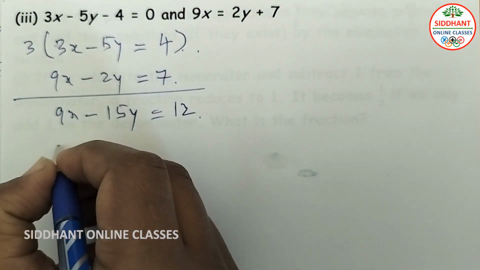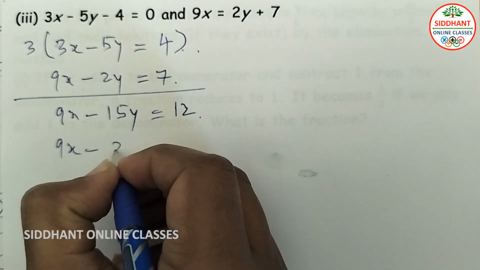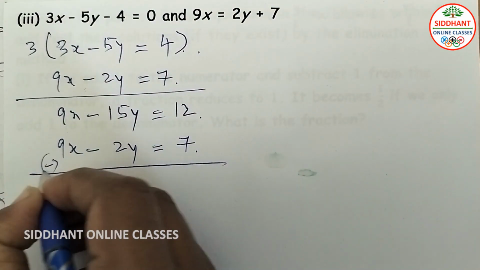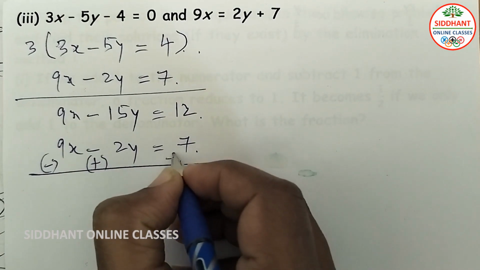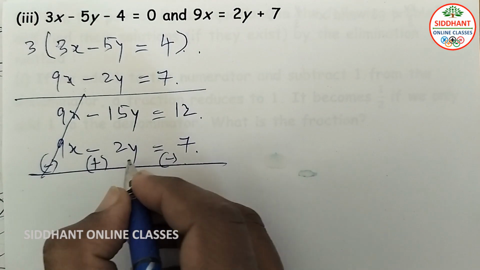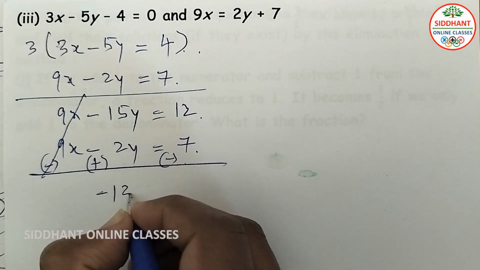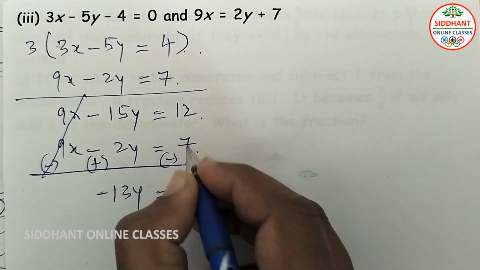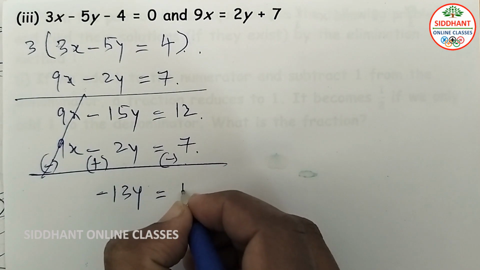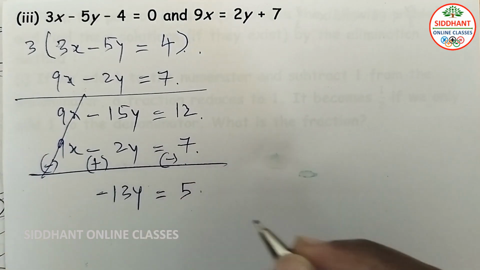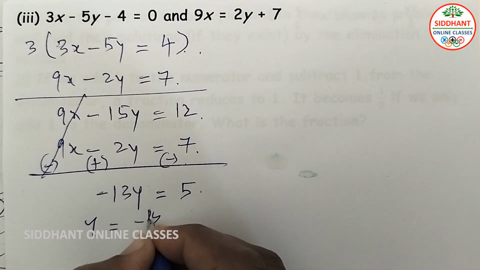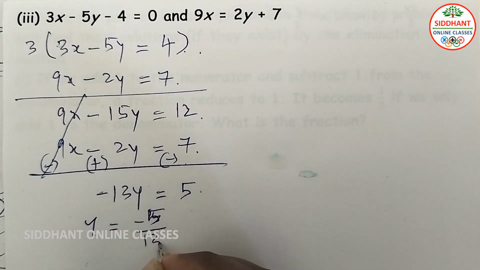And the second equation, which is 9x minus 2y equals 7 here. So now changing the signs here, 9x will cancel, minus 15y plus 2y, which we get minus 13y, that equals 12 minus 7, we get 5 here. Then y equals minus 5 by 13 here.